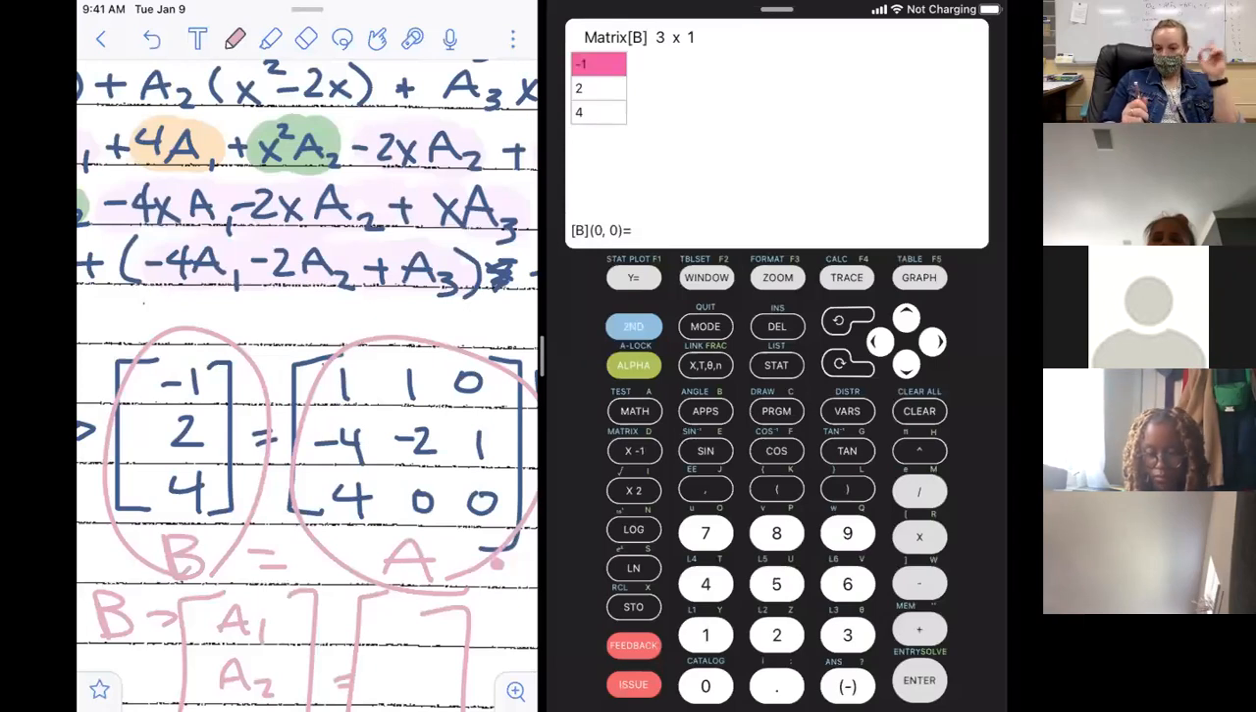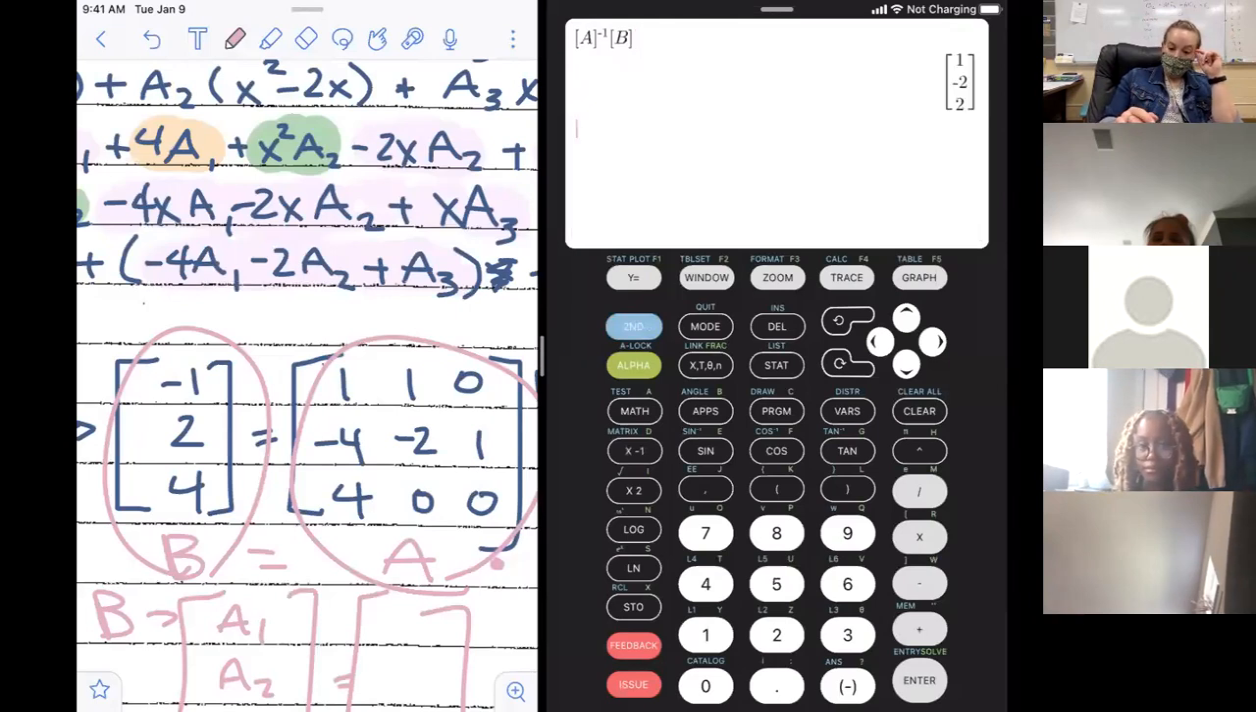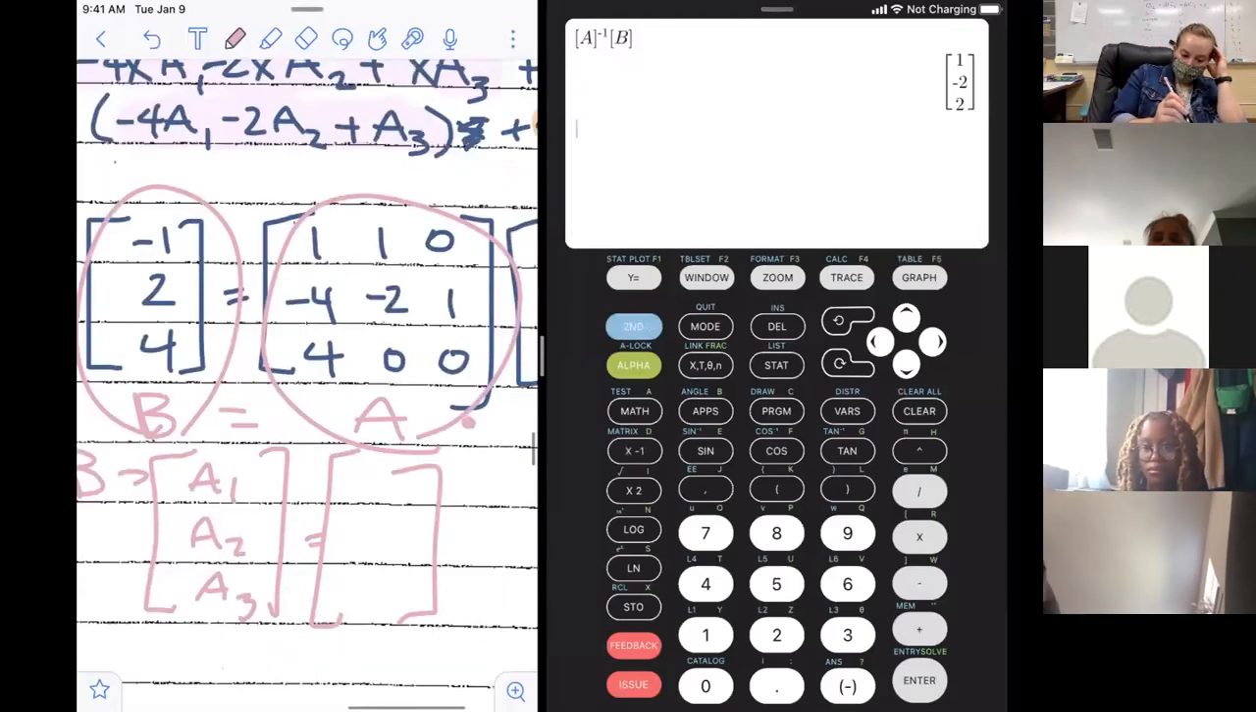Again, always double check, especially when we're plugging in for matrices. It's such a silly thing to lose points on because I didn't have a negative or I didn't press enter. I mess up all the time entering. Just be super careful. So now I'm going to go matrix A to the negative first times matrix B. And I get out 1, negative 2, 2. Oh, those are nice, pretty answers.